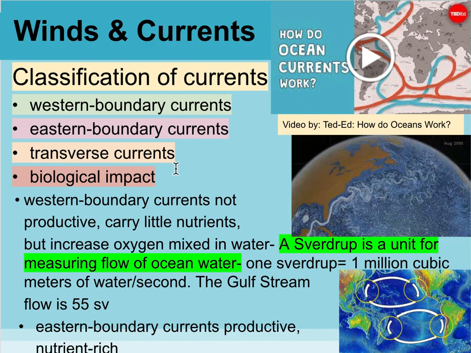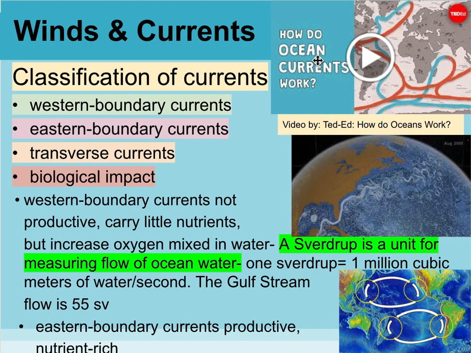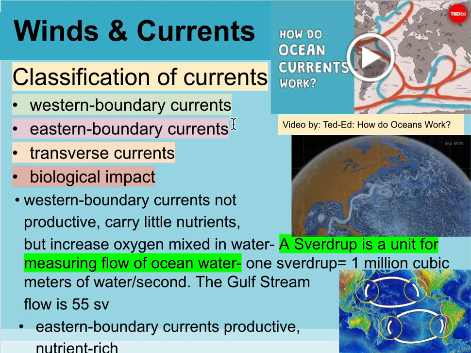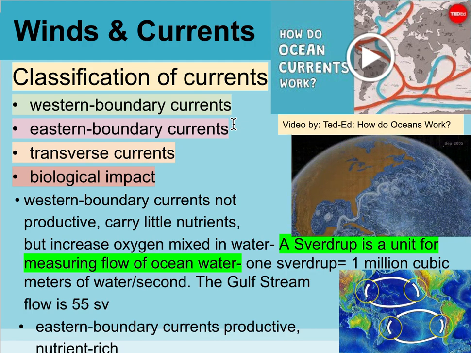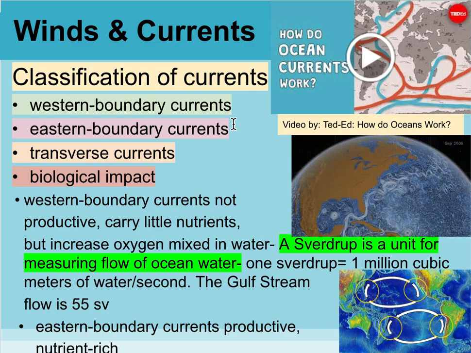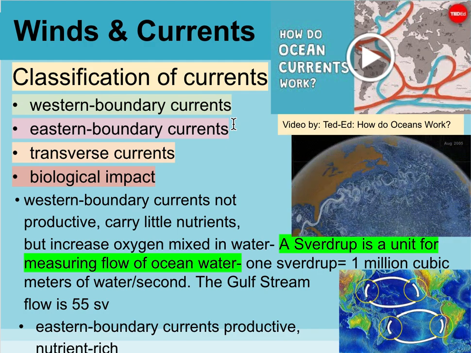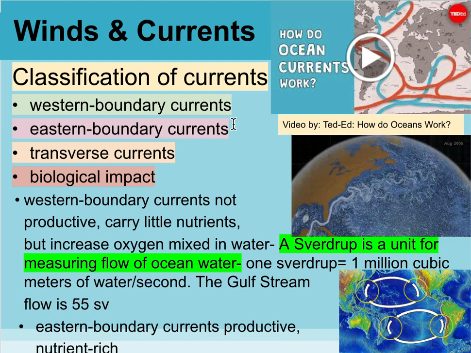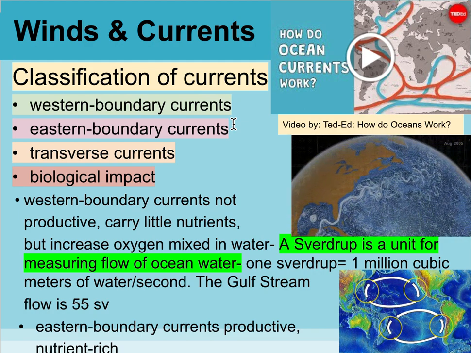So there's different currents heading across our oceans, and here's an awesome TED-Ed video, How Do Oceans Work, that I really like. The western boundary currents are not very productive as far as having a lot of nutrients, but they move a lot of water and add a lot of oxygen to the ocean for ocean creatures to use. There's actually a unit for measuring the flow of ocean water called a sverdrup. A sverdrup is moving 1 million cubic meters of water per second. Picture that, 1 million cubic meters of water per second is one unit of measurement. Well, the Gulf Stream has a flow of 55 sverdrups. That is crazy to me, to move that quickly.